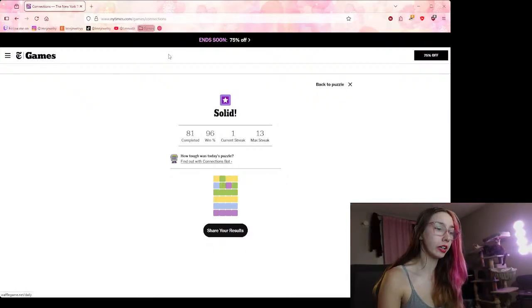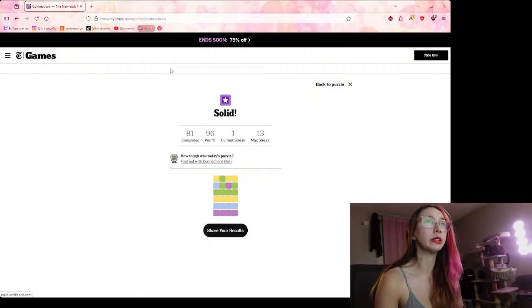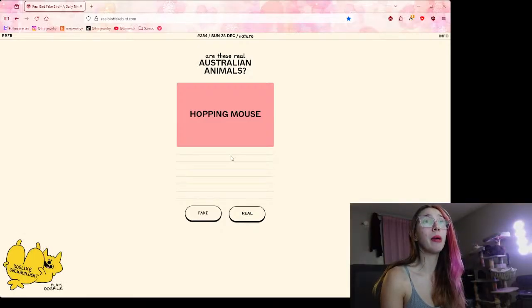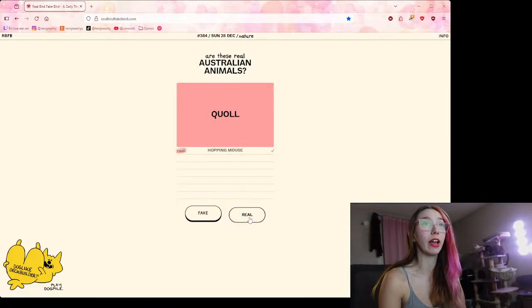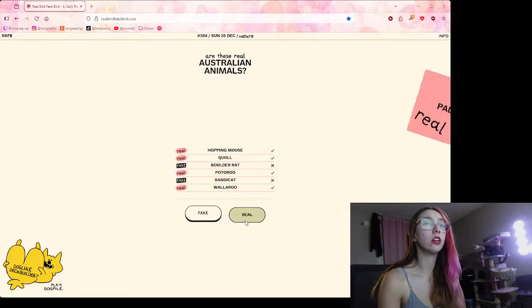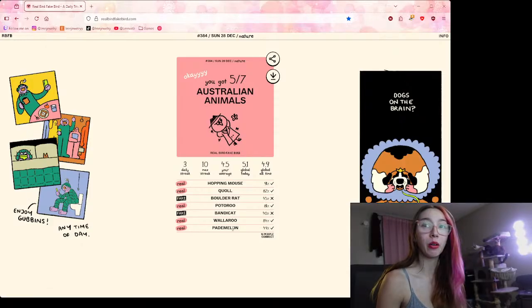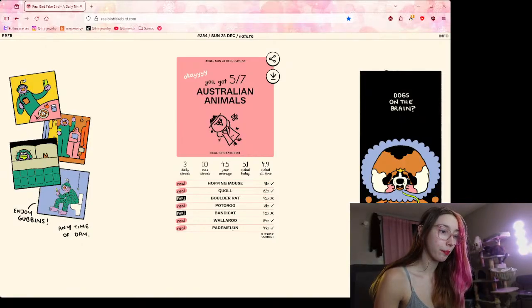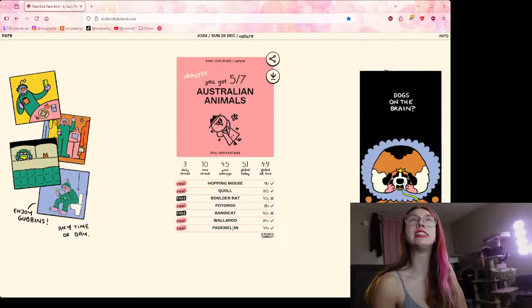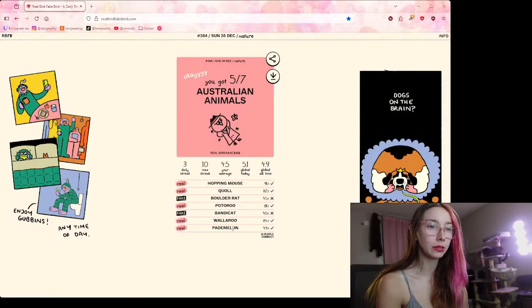Okay, so we're going to waffle. No, we're going to real bird fake burger. I thought we were going to waffle, but we're not. Hopping mouse? Are these real Australian animals? I feel like a hopping mouse does sound Australian. Yes, okay. Quail? I'm gonna say yes. Boulder rat? I feel. Damn it! I had potoroo. 5 out of 7. I said they were all real, to be honest. I thought they all were. Thank you. Because I can't spell. I hate spelling bee. I despise spelling bee. Despise it.